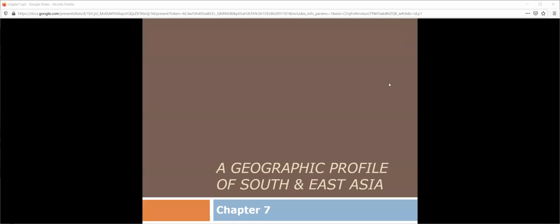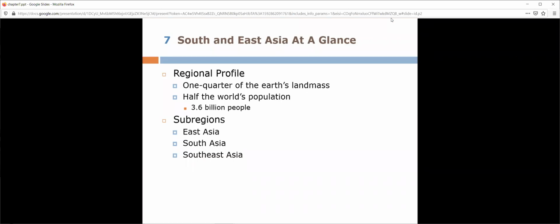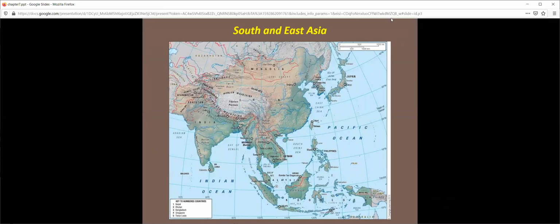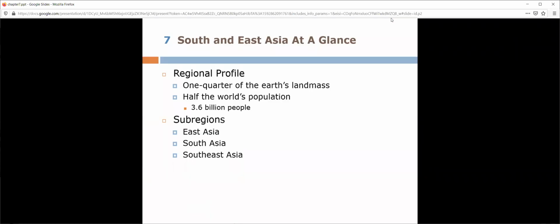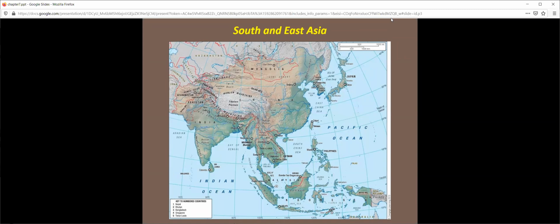Welcome to Chapter 7, a geographic profile of South and East Asia. In this geographic profile, we're going to cover about a quarter of the Earth's landmass and about half of the world's population. This region here is subdivided into East, South, and Southeast Asia. I imagine you can kind of gather where East, South, and Southeast Asia are from looking at this picture, right? Probably not too difficult.